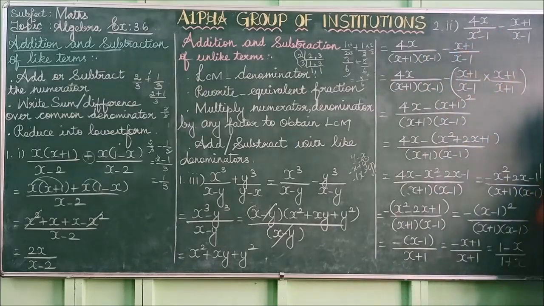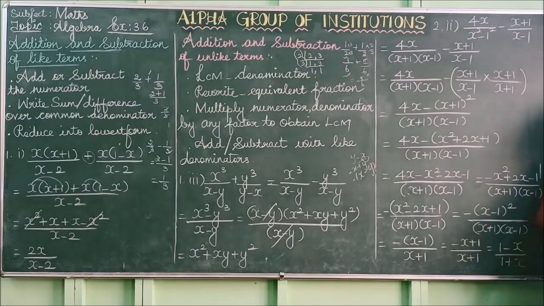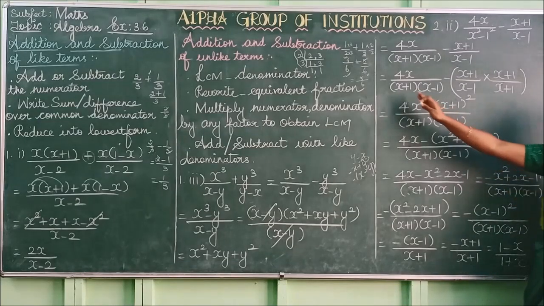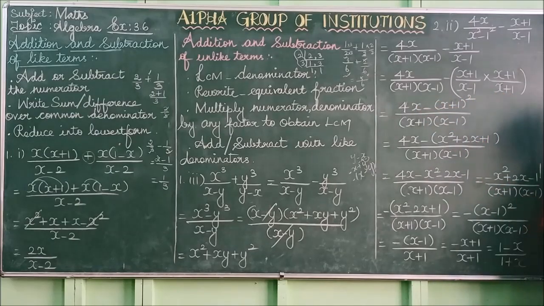In the denominator, this value is in the form of a squared minus b squared. What is the formula for a squared minus b squared? a plus b into a minus b. So here a is x, b is 1. Then x plus 1 into x minus 1. So x squared minus 1 can be rewritten as x plus 1 into x minus 1. Then check with this side.